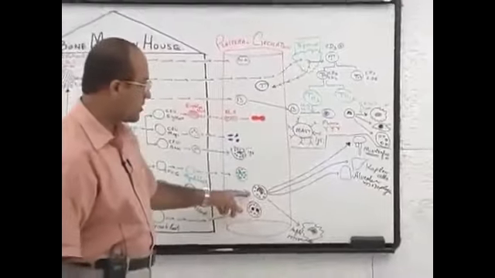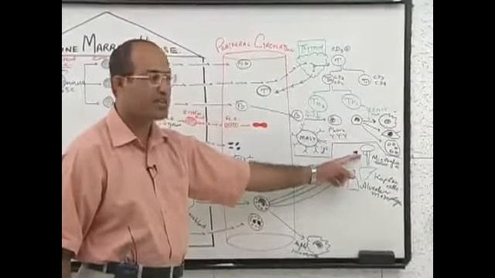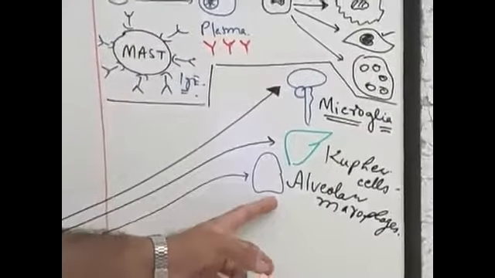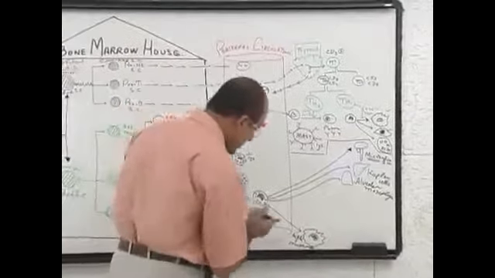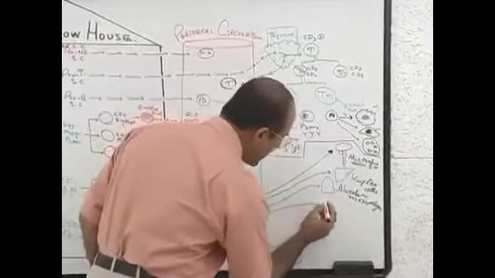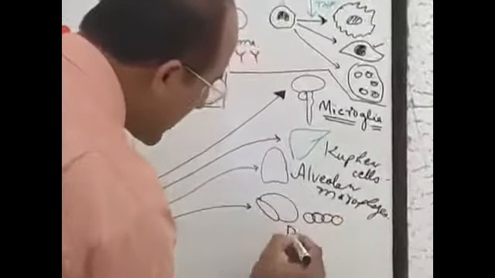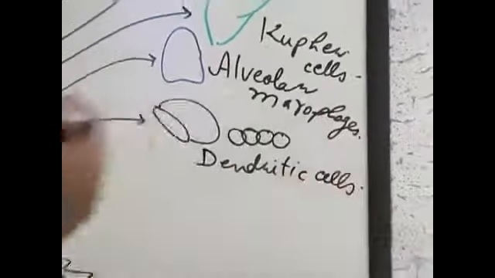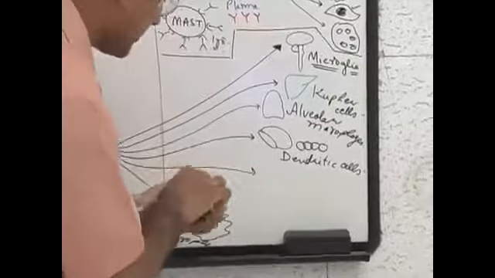Now we have seen that macrophages which physiologically shift to the central nervous system and become permanent resident there are called microglia. And these cells which shift to the liver are called Kupffer cells. Similar cells which shift to the alveolar spaces are called alveolar macrophages. Then there are some of these cells which shift to the spleen and the lymph node. These are called dendritic cells or histiocytes.